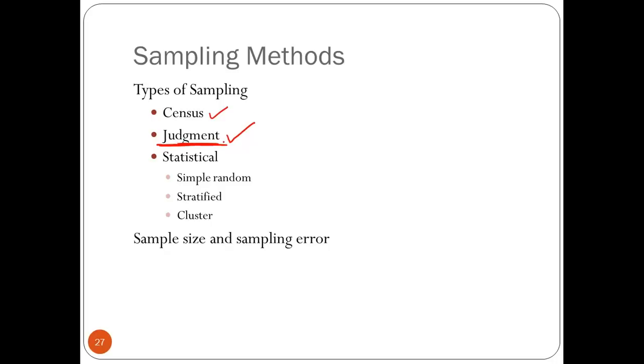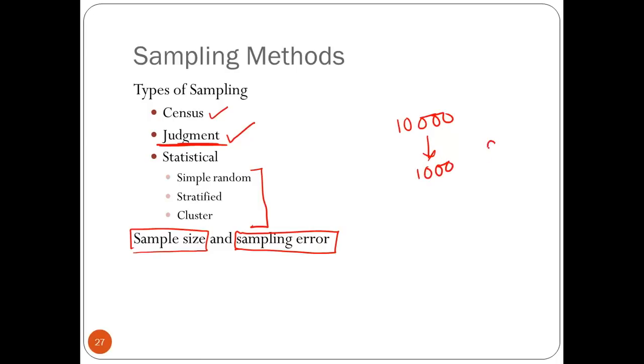So this is a non-statistical method, but there are some statistical methods also, like simple random sampling, stratified and cluster. When we go for sampling, we also have to consider how much sample size we should go for and how much error we can tolerate, because a sample means you only know part of the information about the population. Suppose the population is 10,000 and you take a sample of only 1,000. There are still 9,000 items on which you have no idea. You only know these 1,000, so 9,000 is still unknown.